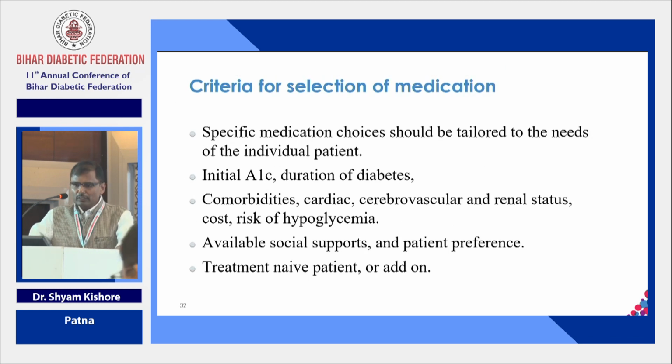So what should be the aim of selecting the medication, before, at the time of presentation, or in those already getting treatment or treatment-naive patients? A specific medication choice should be tailored to the need of the individual patient. You have to see the initial HbA1c, duration of diabetes, the comorbid conditions, cardiac, vascular, renal status and risk of hypoglycemia, whether this drug is going to cause hypoglycemia or not, the available social support and the patient preference, and whether the patient is treatment naive or is requiring add-on therapy.